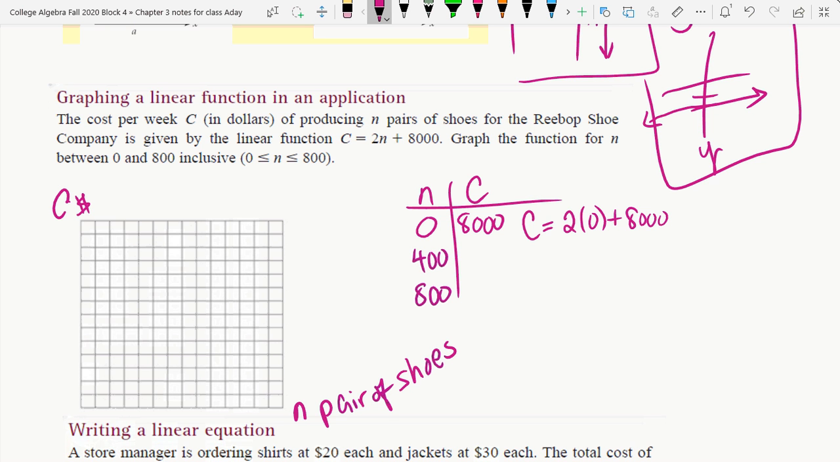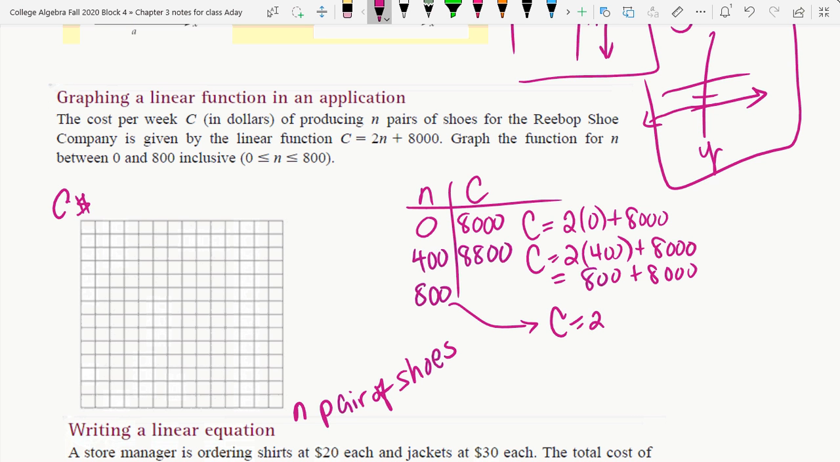The next one would be C equals twice of 400 plus 8,000. We're giving you 800 plus 8,000. So you can see that's 8,800. And then at 800, C would be twice of 800 plus 8,000. 1,600 plus 8,000 gives me $9,600.